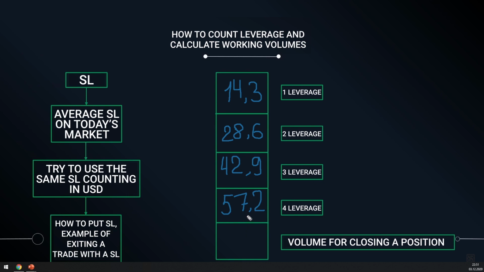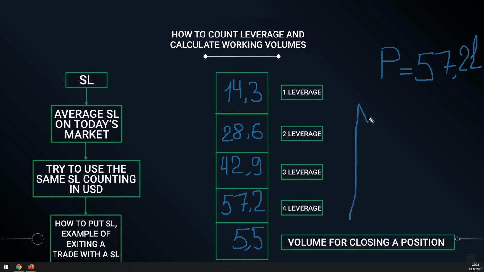Let's take an example. Firstly, I recommend to divide the opened position into 5 parts or 10 parts, depending on the situation. First, let's take 5 parts. So we opened the position on the fourth leverage. So the volume of our position is 57.2 lots. So we're going to close it partly. Here you can just write down, let's take 5 or 5.5. And as the price is going up, we're just closing the position 5 lots, 5 lots, 5 lots.